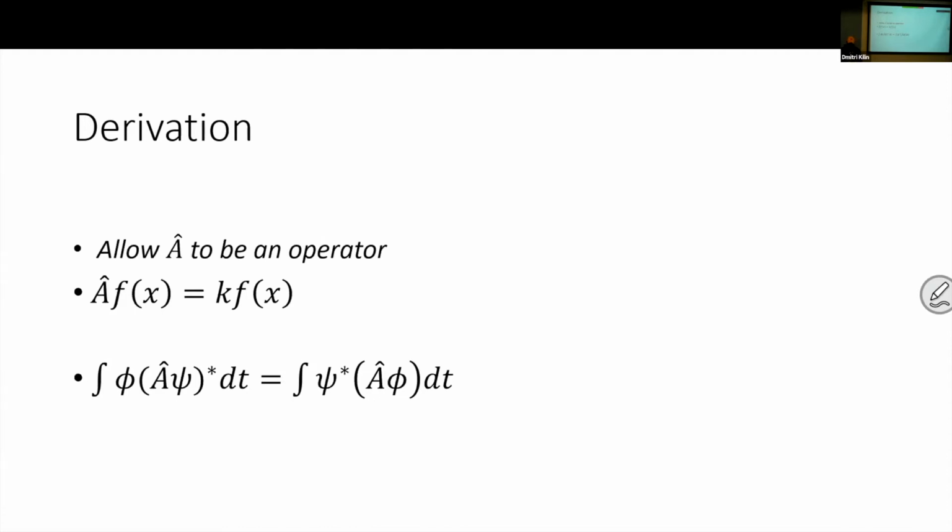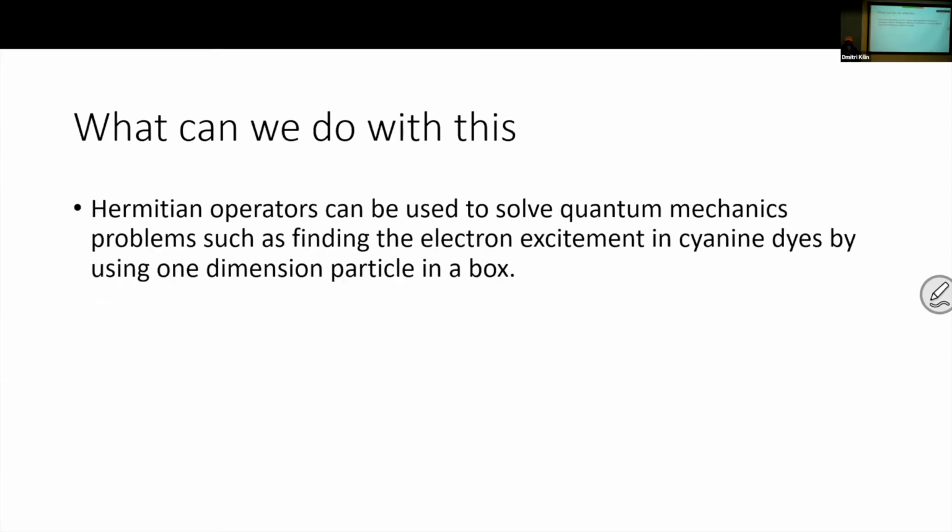And then for the second equation, if you let A hat be an operator and phi and psi represent two arbitrary well-behaved functions, if the relation is satisfied where d tau is over all space, then A hat is a Hermitian operator. So then what can we do with this? Hermitian operators can be used to solve complex quantum mechanics problems that use complex numbers, and it helps them relate back to real numbers.